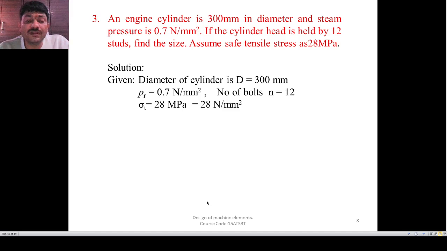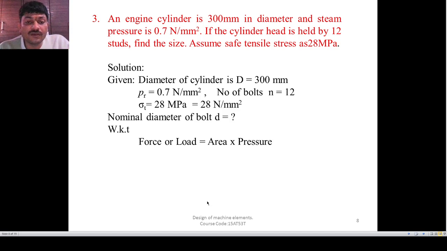That is simply rearranging the terms from the basic definition. Therefore the force or load is equal to area into pressure. The area of the cylinder is known, that is pi by 4 capital D square. So force is equal to pi by 4 into 300 square into 0.7. You do the calculation for this.